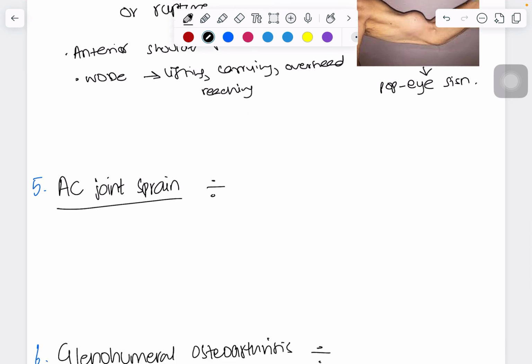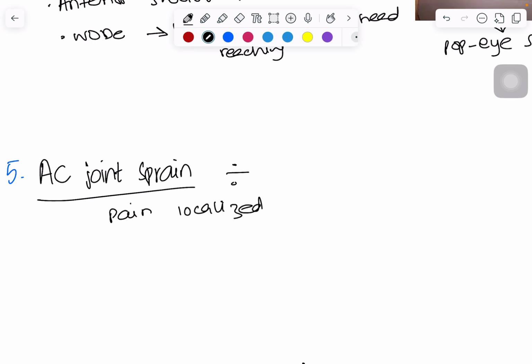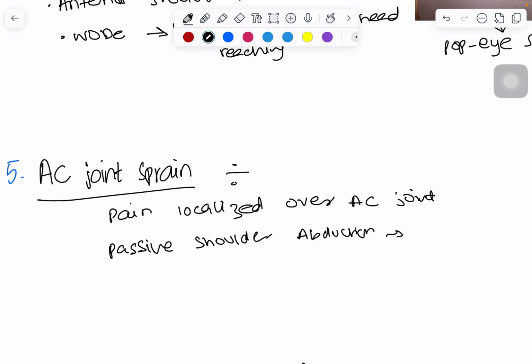Then we have AC joint sprain. In this the pain is localized over the AC joint, the acromioclavicular joint, and there is pain with passive shoulder abduction. Also, the question stem will mention that there is a history of fall onto the shoulder.